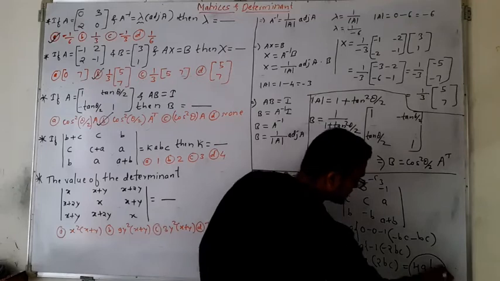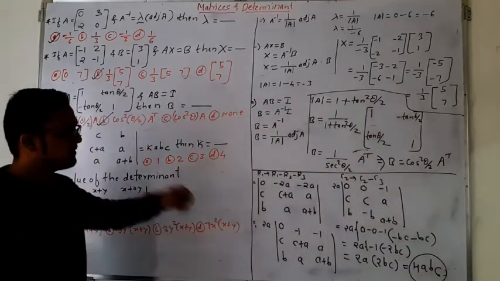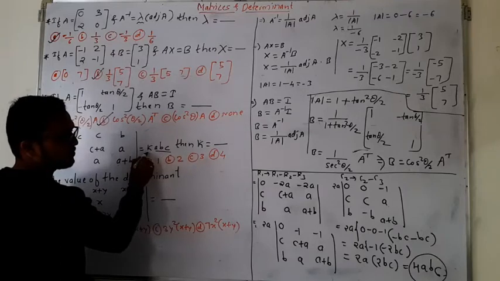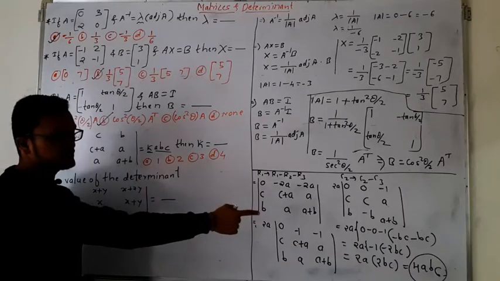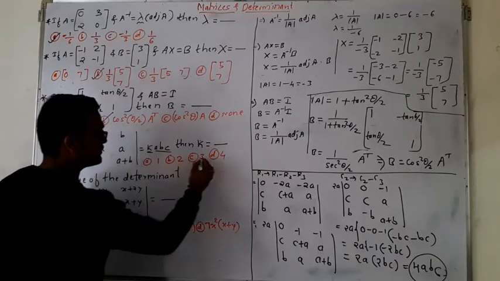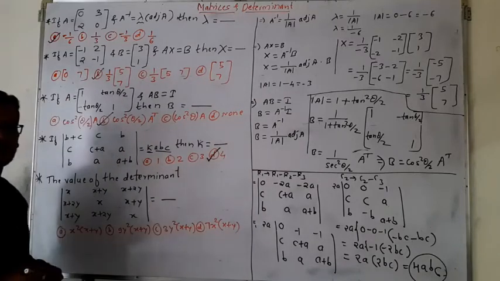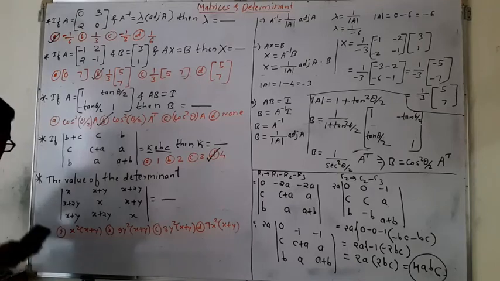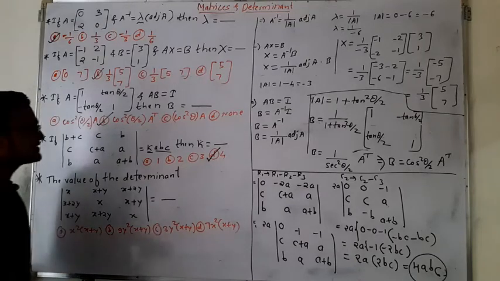So here we got the answer is what? 4ABC. Okay, so this ABC is there, but in the place of K, what we have the answer is 4. So therefore option D will be correct. Option D will be correct. Okay. Similarly, we have the next example.